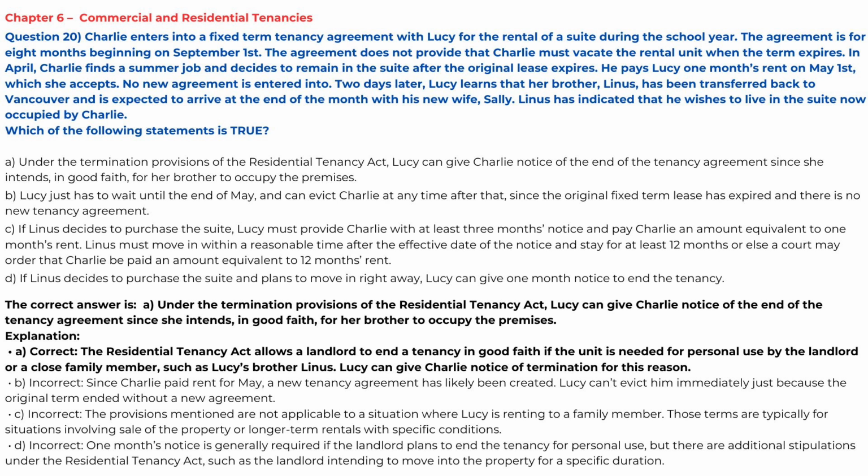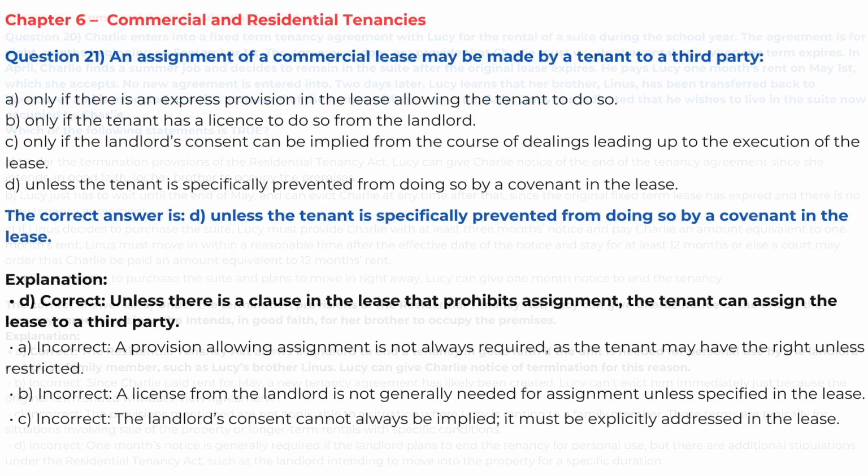B. Incorrect. Since Charlie paid rent for May, a new tenancy agreement has likely been created. Lucy can't evict him immediately just because the original term ended without a new agreement. C. Incorrect. The provisions mentioned are not applicable to a situation where Lucy is renting to a family member. Those terms are typically for situations involving sale of the property or longer-term rentals with specific conditions. D. Incorrect. 1 month's notice is generally required if the landlord plans to end the tenancy for personal use, but there are additional stipulations under the Residential Tenancy Act, such as the landlord intending to move into the property for a specific duration.